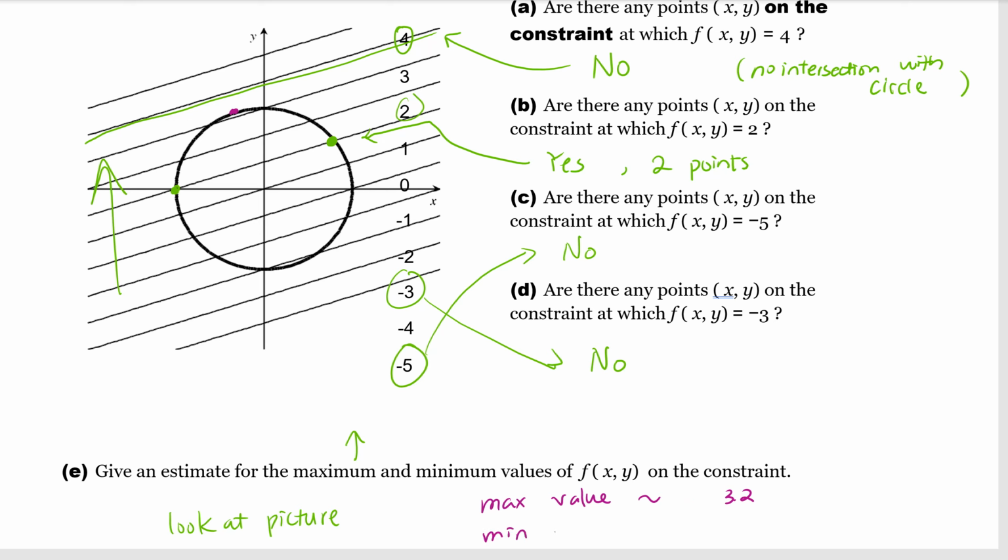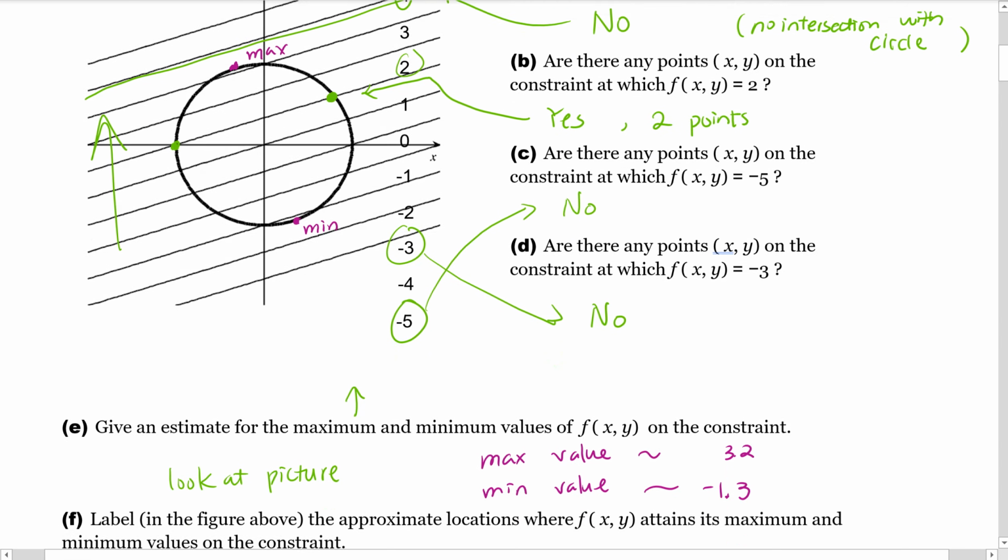How about the minimum value? So this point is the max. The minimum value depends on the picture. It looks like it's minus 1 point something, 1.2 or 1.3. So probably negative 1.3 or 1.2. It doesn't matter, we just want to estimate. So from the picture we can tell that.